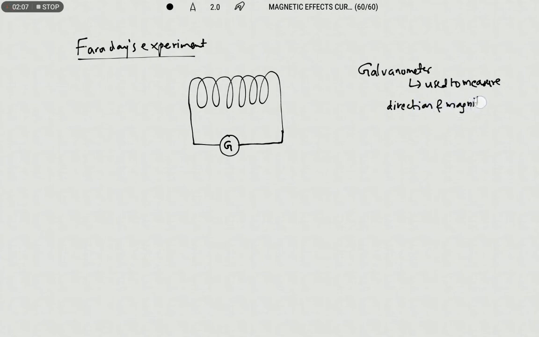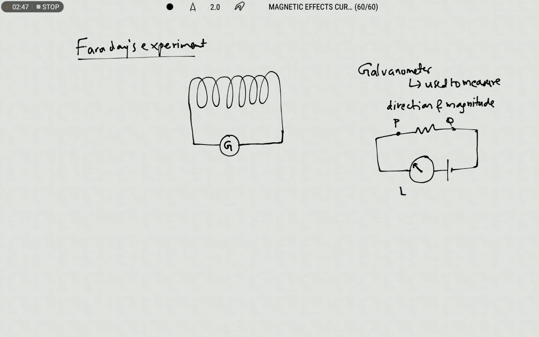Sir, what is the meaning of this magnitude and direction? If we connect this galvanometer in the circuit with the help of a battery, we can get the strength of the current as well as the direction of the current in the circuit. So if we are connecting the ends of the conductor P and Q, P is connected to the battery positive terminal and Q is connected to the negative terminal. Suppose the pointer is deflecting towards left.